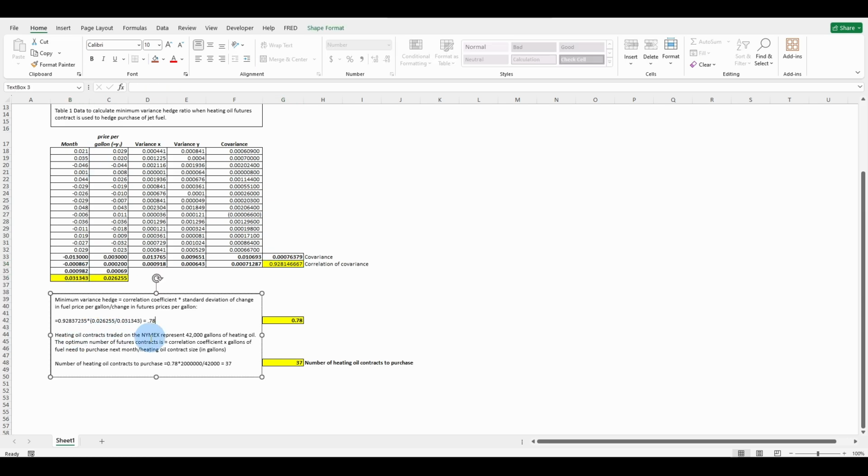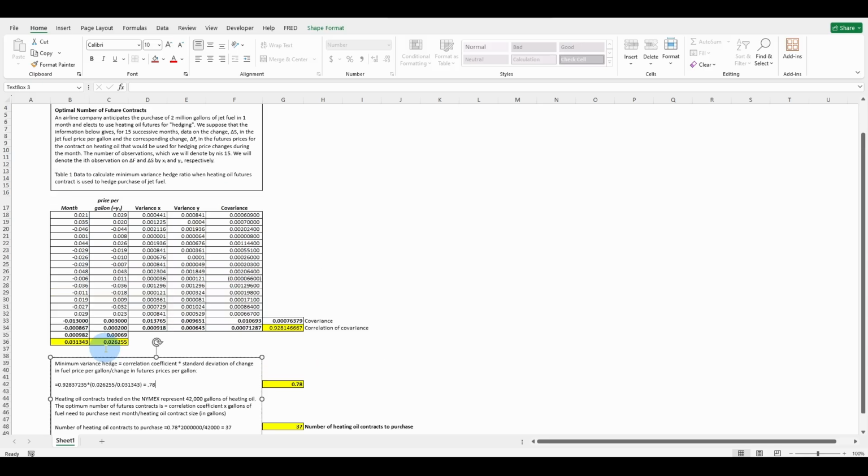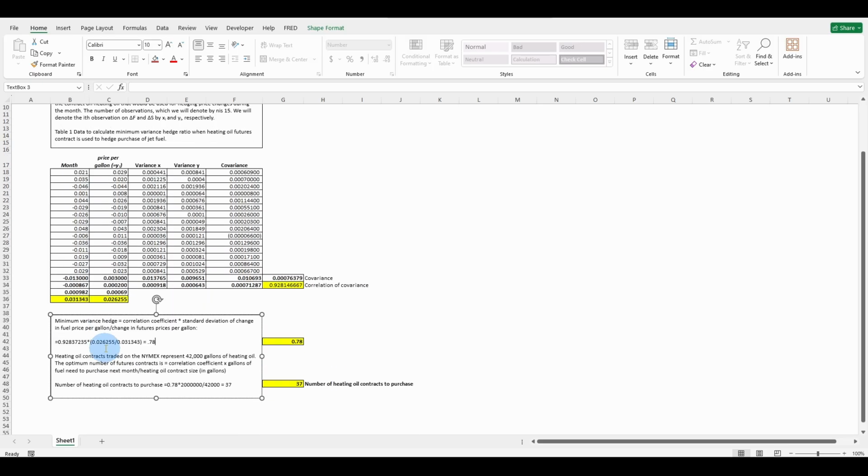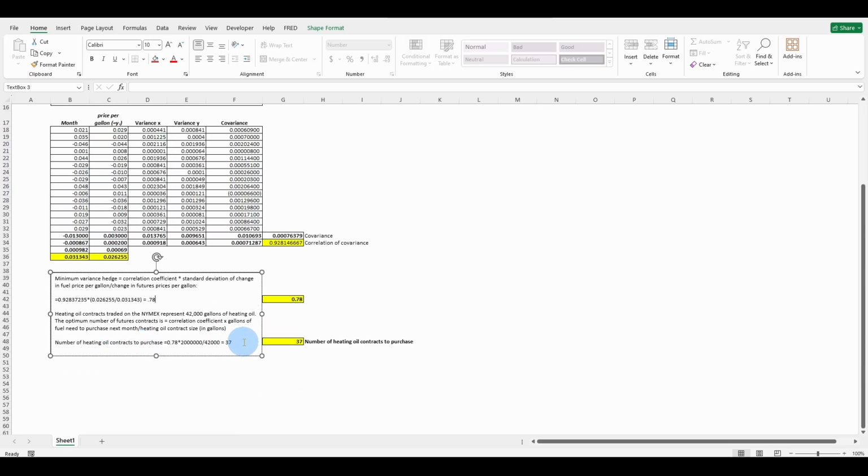Heating oil contracts traded on the NYMEX represent 42,000 gallons of heating oil. The optimum number of futures contracts is the hedge ratio times the gallons of fuel needed to purchase next month, divided by the heating oil contract size. The proper number of contracts is 37.